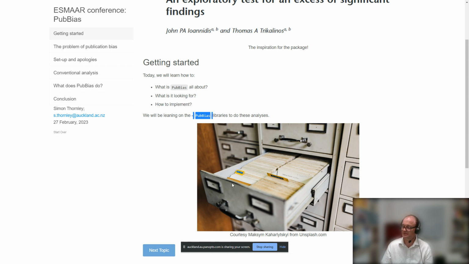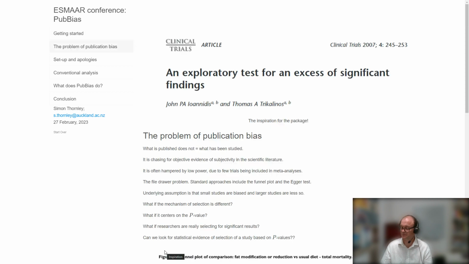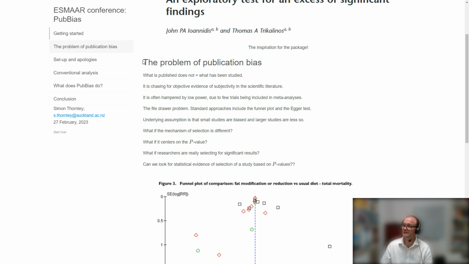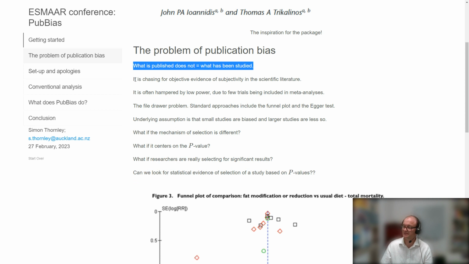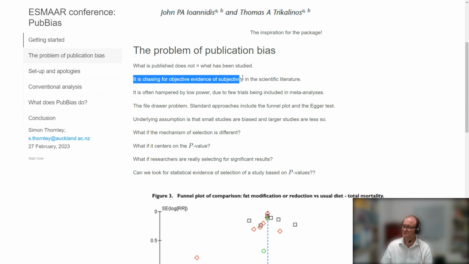Publication bias, also known as the file drawer problem, is where people don't like the results of their trial, and instead of publishing, they leave them in the file drawer. Let's just briefly review the problem of publication bias. Basically, it means that what's published is not equal to what has been studied. If you think about it, it's chasing objective evidence of subjectivity in the scientific literature.